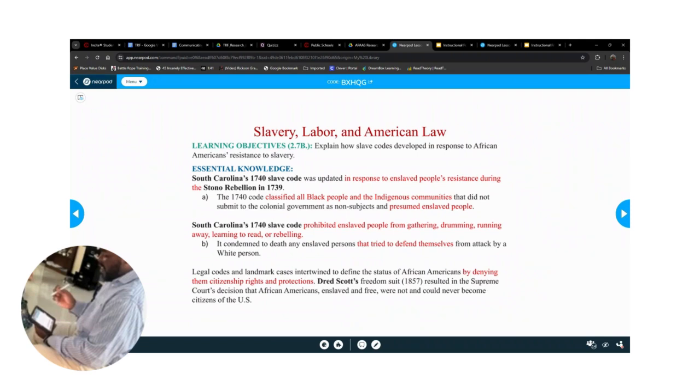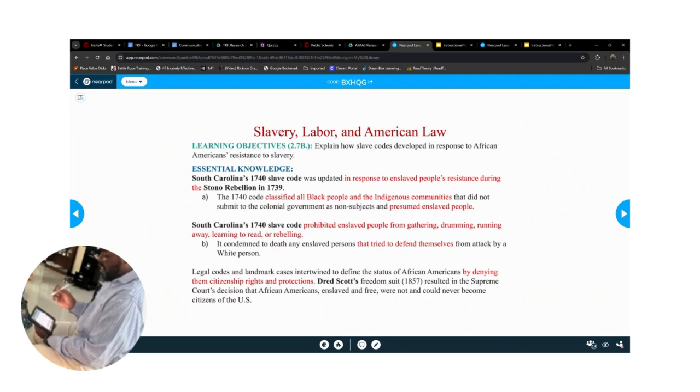So you have the South Carolina slave code in 1740. Y'all still with me? That was a response to Stono's Rebellion. That's all you need to write. South Carolina's 1740 slave code was a response to Stono Rebellion. Y'all still with me?